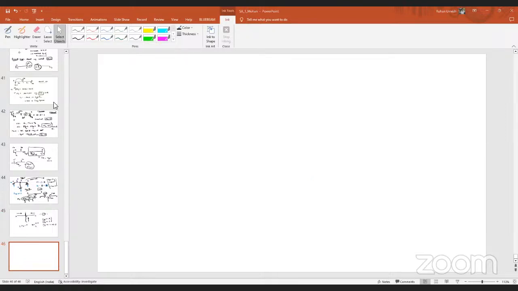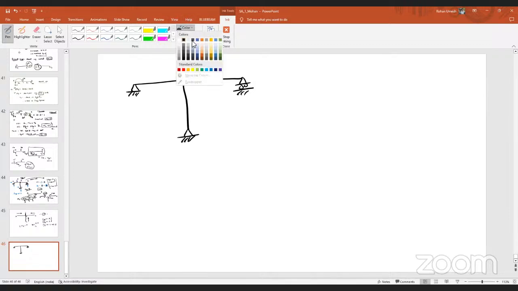Now, let me tell you one more example in the same problem. What is the difference between the previous one and this one? Can you identify the difference? Hinge is not at a joint, sir. That means here the hinge is not exactly at the joint. The hinge is in the vertical member, very, very close to the joint.